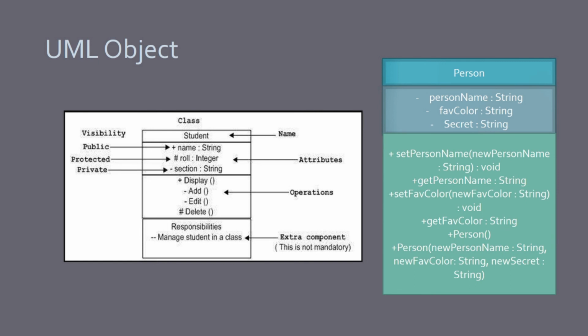Then we would have a getPersonName method. Again, it would be public because it's going to be available to classes outside of ours, and that's going to return a string. We have a setFavColor. You can see its information and getFavColor. And then down at the bottom we have our constructors, both listed. So our Person constructor with no parameters, and then our Person constructor with all of the different parameters. So the UML diagram is kind of just a list in a standardized format of all of the information that has to do with this class, and you'll see that information in our textbook.